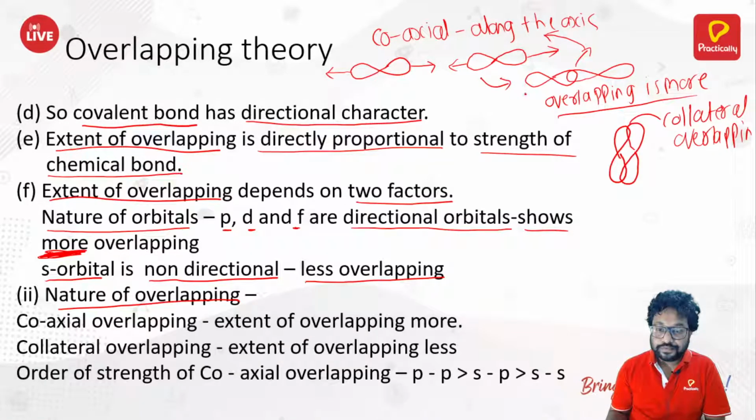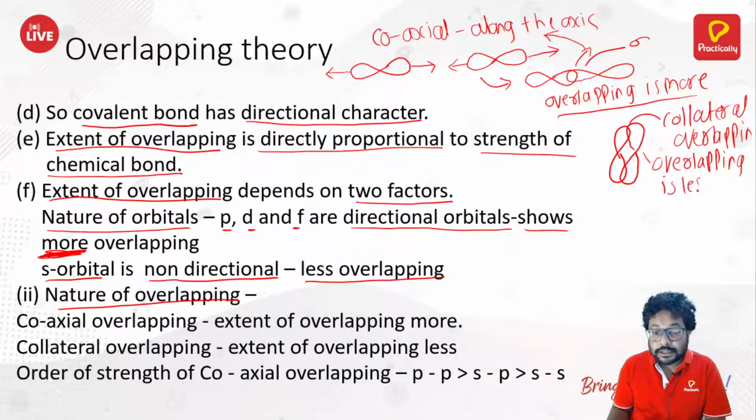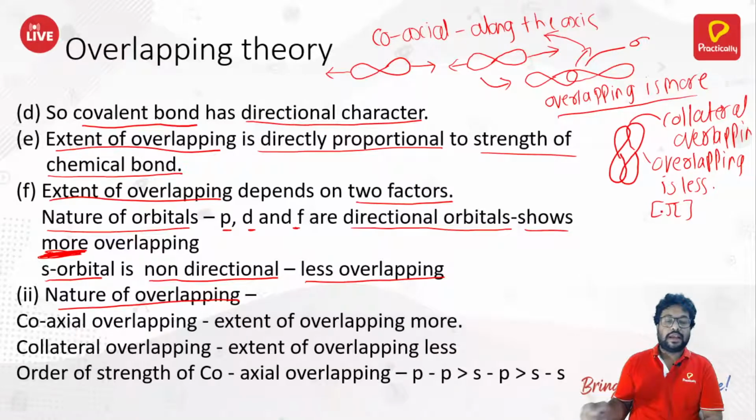It gives you sigma bond. And this collateral overlapping, you can see here, the extent of overlapping here is less. This gives you pi bond.